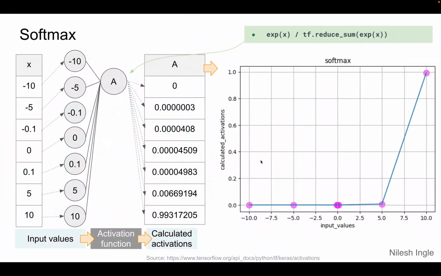Let's now look at the softmax activation function. What we have here is the value on the left hand side. We have the input values x that go from -10 to +10, and these are the inputs to the neuron A that is using the softmax activation function, and it calculates the values as shown in the green box on the top right. The calculated values are in column A, and all these values should add up to 1, as we'll see in just a minute.